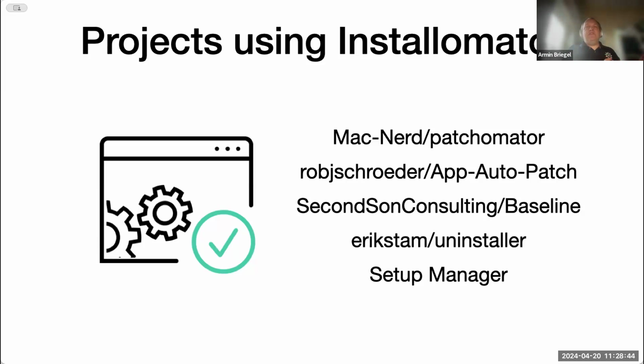Eric Stam, who I mentioned helped with the initial conception of Installomator, has written another tool called Uninstaller, and it doesn't use Installomator, but it has a very similar format. And yes, it's a script that can uninstall a list of applications. So if you're looking for the opposite of Installomator, check out Eric Stam's Uninstaller. All of these projects are on GitHub, so I just left away the github.com, but that's where you find them.